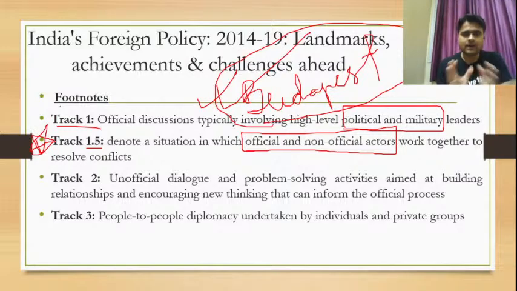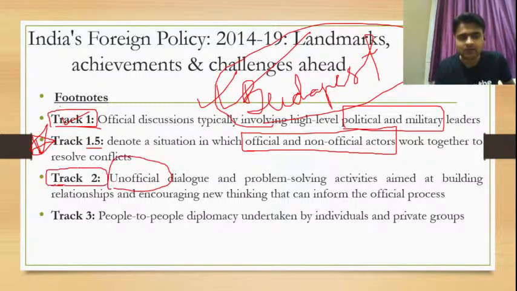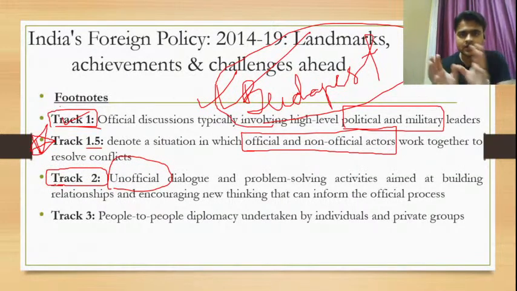Just remember that 1.5 means hybrid. At one end of the spectrum we have track 1 where there are officials. In track 2 we have unofficials. So what is 1.5? 1.5 is coming between track 1 and 2. Therefore 1.5 will consist of both official and non-official. This is the technique through which you can remember track 1.5 diplomacy.